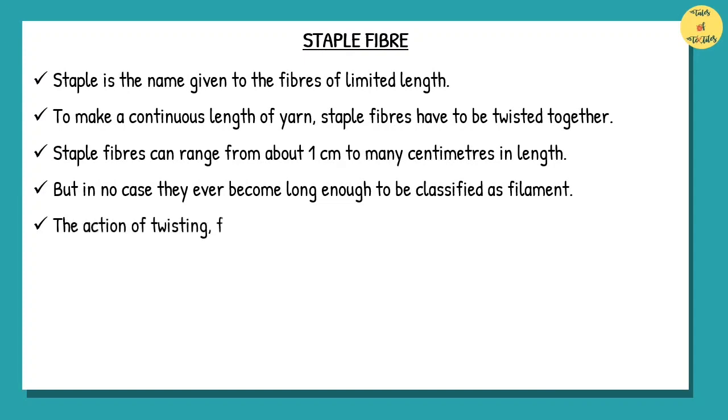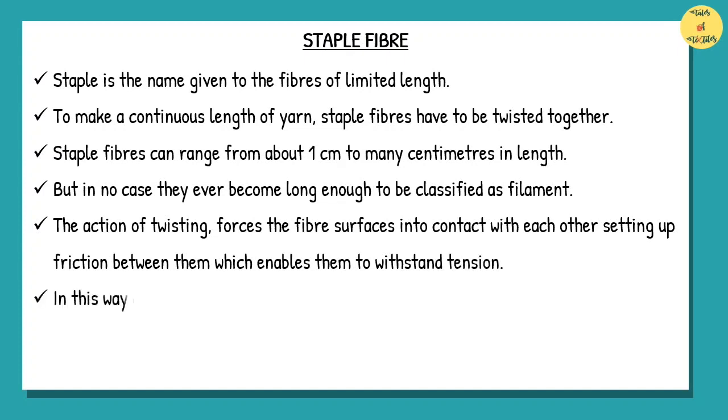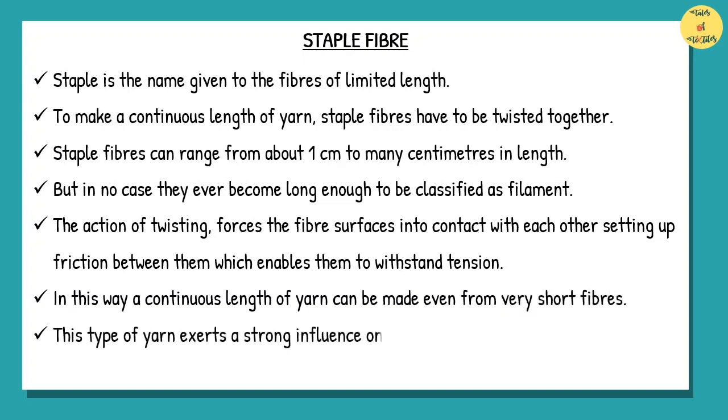The action of twisting forces the fiber surfaces into contact with each other, setting up friction between them which enables them to withstand tension. In this way a continuous length of yarn can be made even from very short fibers. This type of yarn exerts a strong influence on the texture and appearance of the fabric, causing thickness and a non-lustrous look.